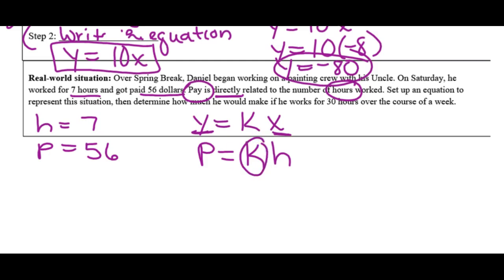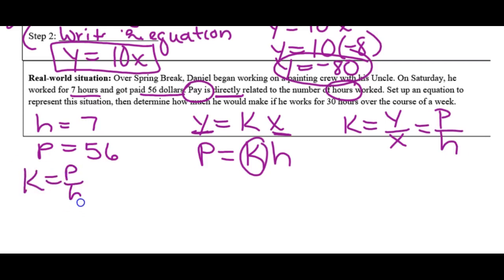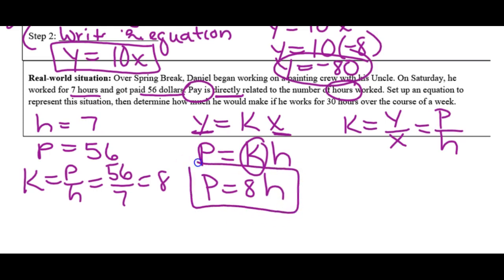And if you recall from the other problems, we know that to find k, you do y divided by x. Well, in this case, we're using different variables. So in our equation, p is in the y position, so it's p divided by h. So that's what we'll do over here. We'll find our k by taking p and dividing it by h, which is 56 divided by 7, or 8. So our equation is p is equal to 8h. So that was part of the problem.